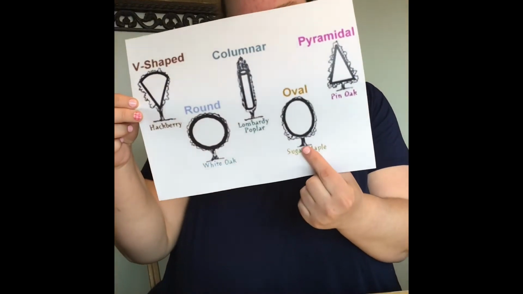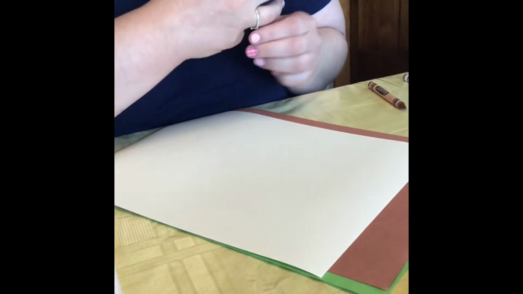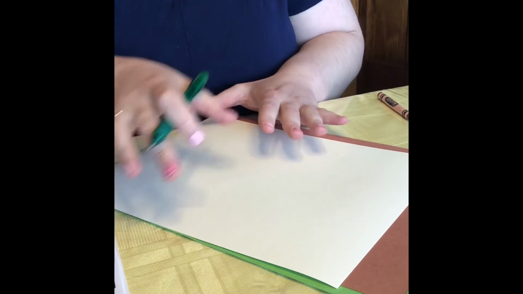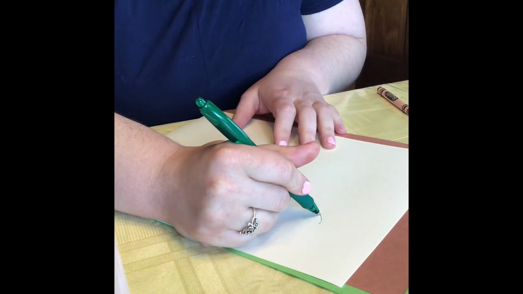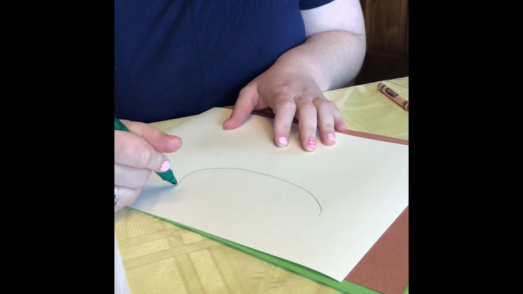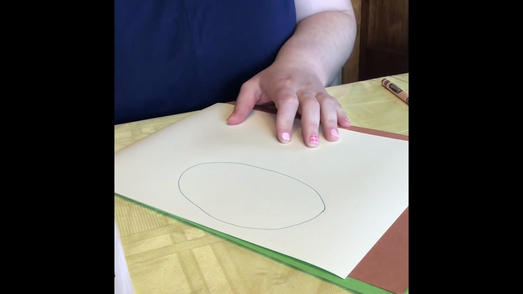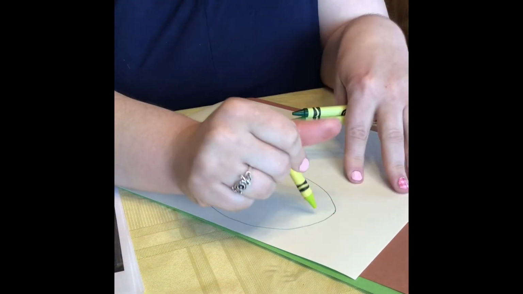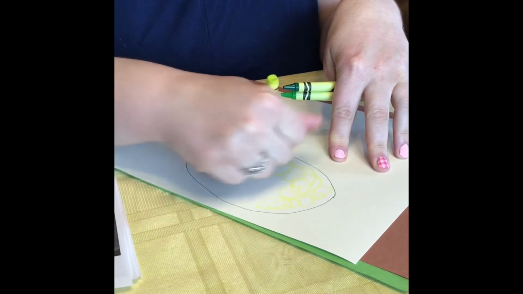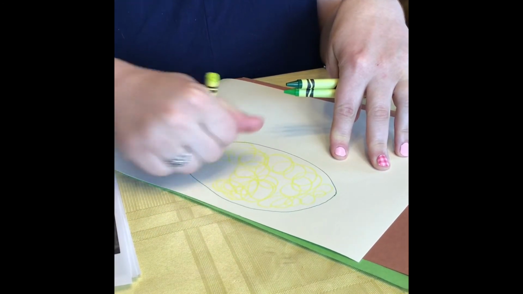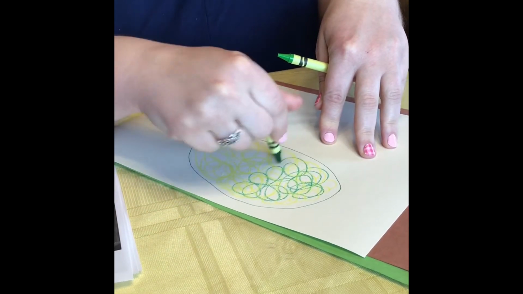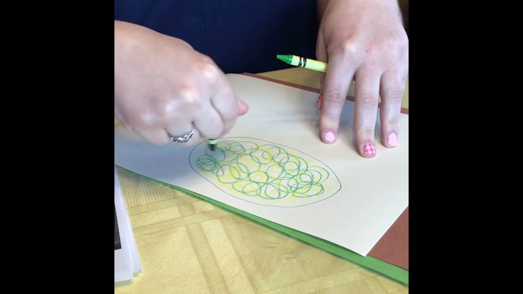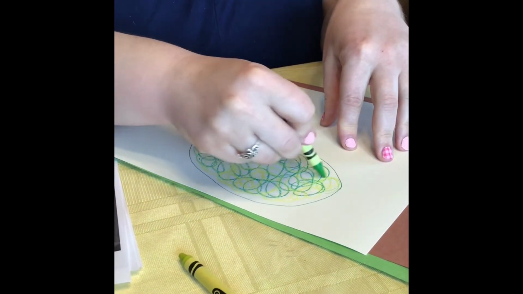Oh yeah, oval. So the first thing I'm going to do on my paper is make the shape of an oval. It's like a circle because it's rounded and it's got a curvy line, but it's a longer shape. So I'm going to make my oval. And I'm going to color in some of the leaves in fun squiggly lines. I'm using round, curvy squiggles to remind me that the oval shape is round.